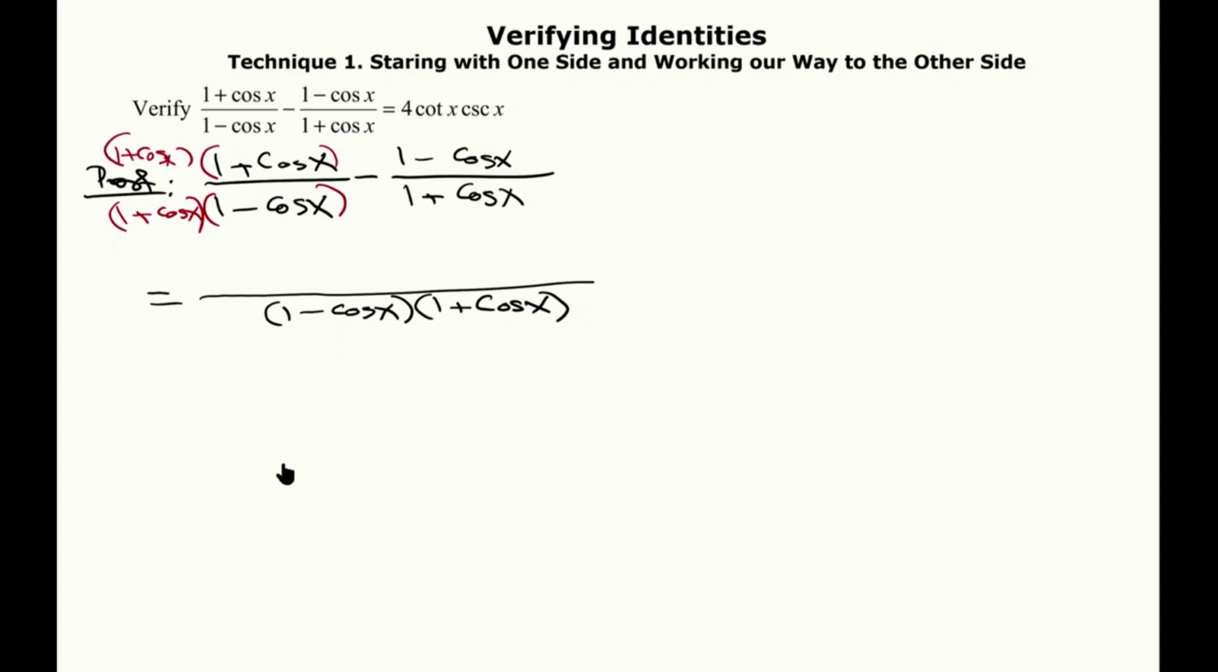And this next fraction is going to require a 1 minus cosine x. So we'll go ahead and multiply that by 1 minus cosine x in order to make it like the common denominator. And of course, we'll have to do the same on the top. All right, so after we do that, we end up with the new numerator here being 1 plus cosine x squared minus, and here we'll get 1 minus cosine x squared.